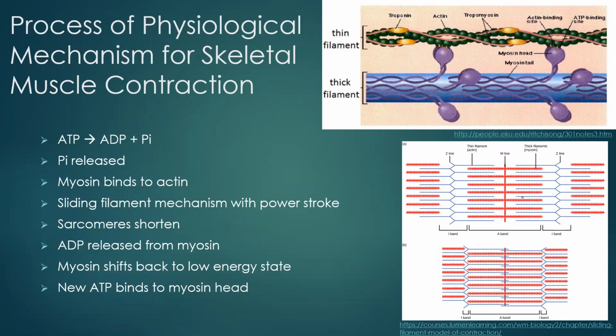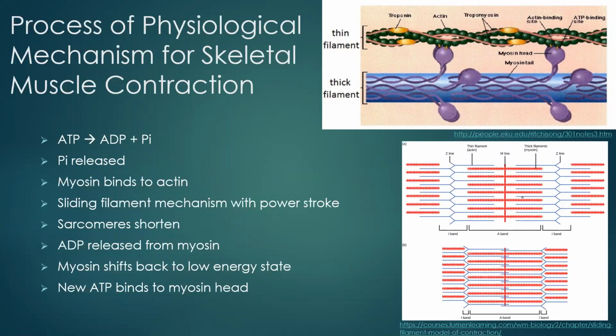Now, in order for this to occur, ATP will have already been present in the unit. So ATP will have been bound to one of the myosin heads. The ATP is going to undergo hydrolysis in order to create ADP and inorganic phosphate. The inorganic phosphate will be released, which allows the myosin to bind to the newly exposed binding site on the actin filament. This initiates the sliding filament mechanism.